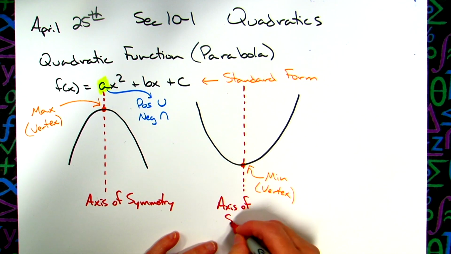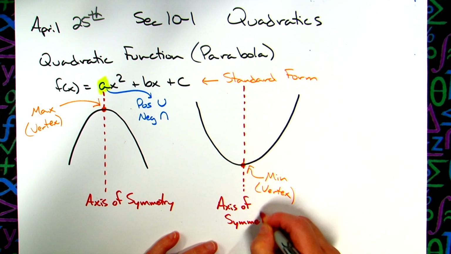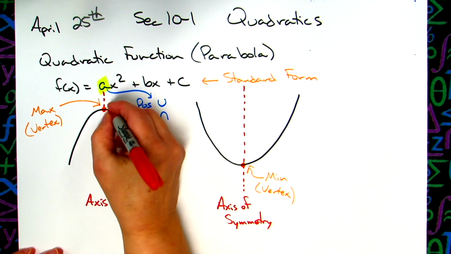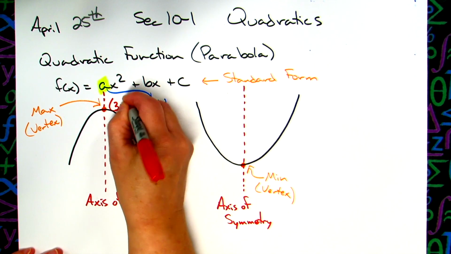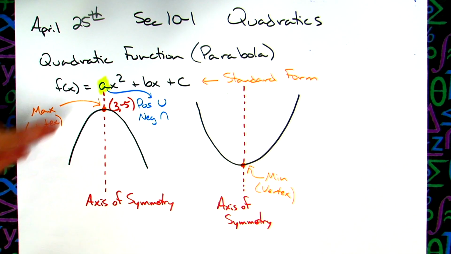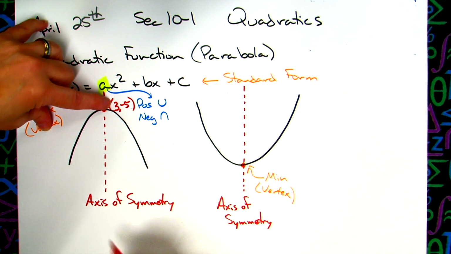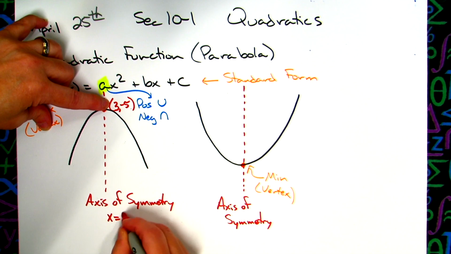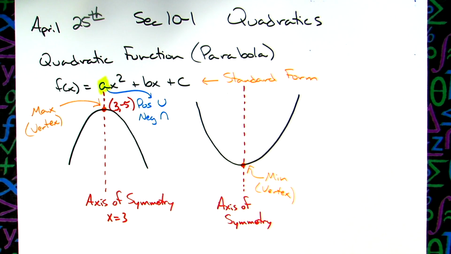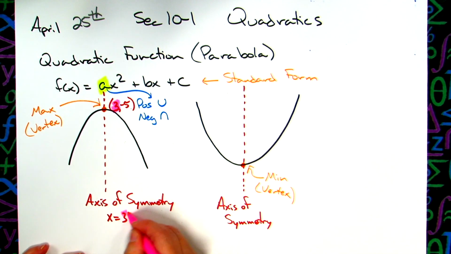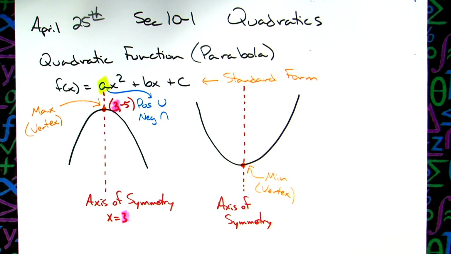Now, if I know the coordinates of the vertex, then I know the equation for that imaginary dotted line. Let's say that the coordinates of that vertex right there were 3, -5. If the ordered pair that point goes through on our graph paper is 3, -5, my axis of symmetry is x equals 3. It matches the x coordinate of the vertex. So if the x coordinate of the vertex is 3, my equation is x equals 3.